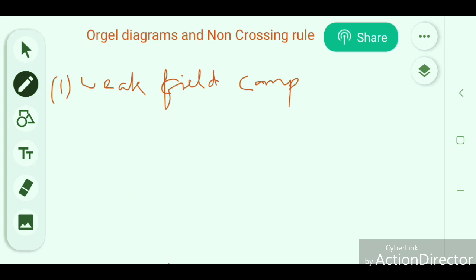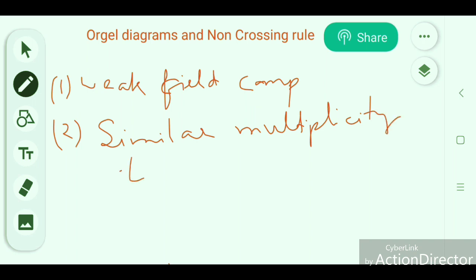Then the other thing is that in these diagrams we use terms of similar multiplicity. It means that an energy level diagram showing a splitting of the terms with the same multiplicity as a function of the strength of weak field originated from d-d transition is known as an Orgel diagram.